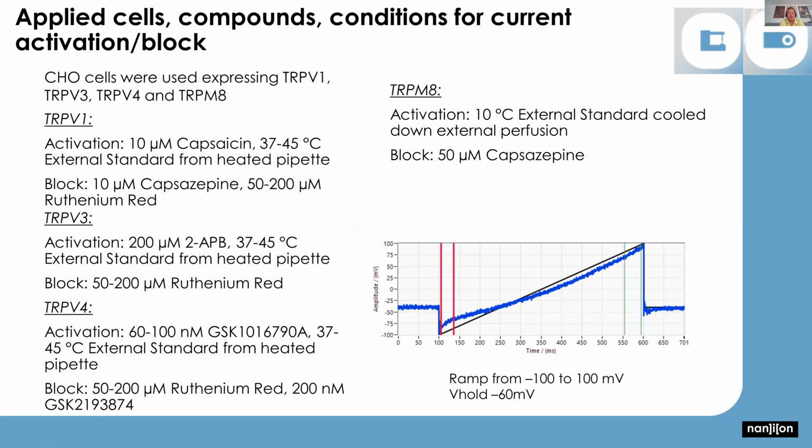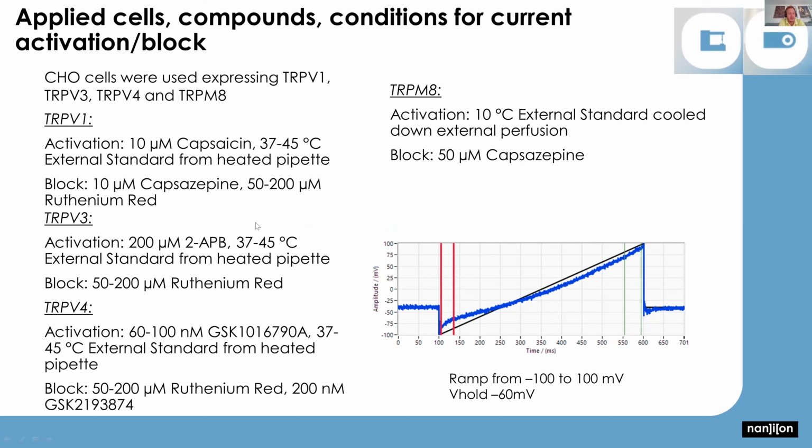So a little bit about the experimental conditions. What I did, it's a pretty full slide, but let's just go quickly through it. We were using CHO cells expressing the TRPV1, TRPV3, TRPV4, and TRPM8 channels. In case of TRPV1, I used 10 micromolar capsaicin and heated external solution to activate the channel, and 10 micromolar capsazepine or ruthenium red was used to block the channel.